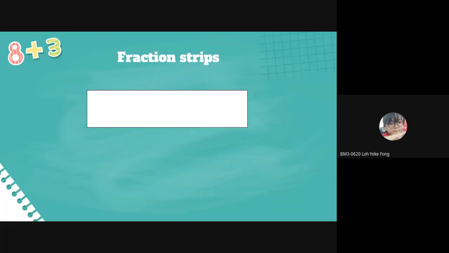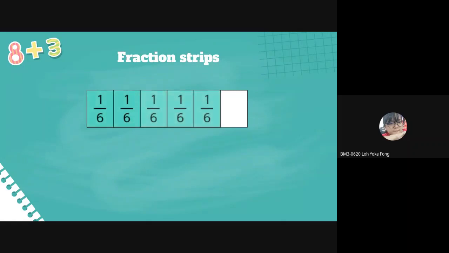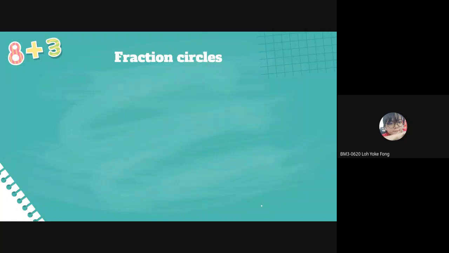Next. There is a white bar here, and this white bar is equal to 1. The question is 2/6. That means we need to put 2 tiles of 1/6, and then plus 3/6, which means 3 tiles of 1/6. Now there is still one place empty. That means the total here will be 5/6.